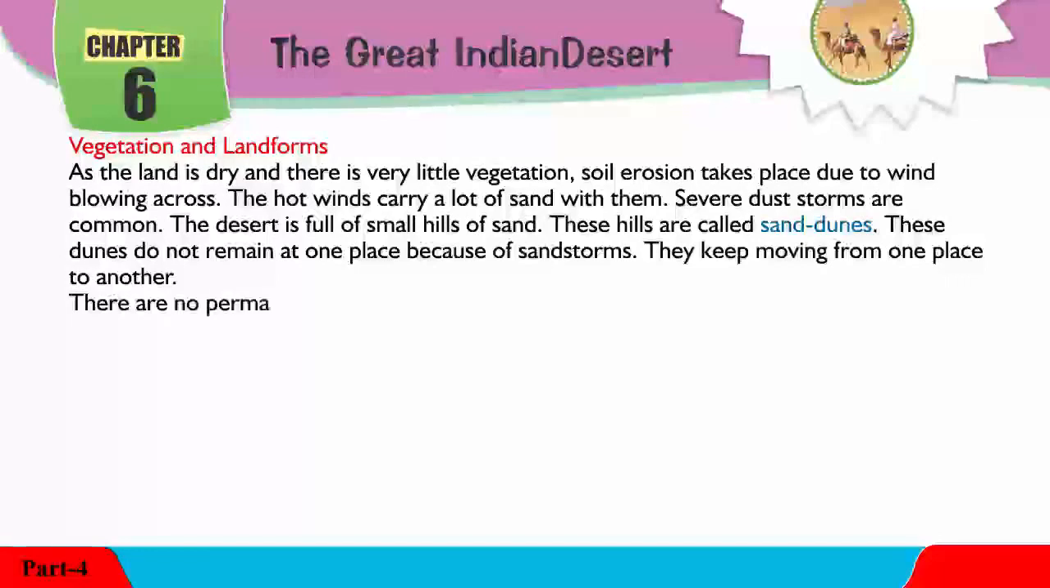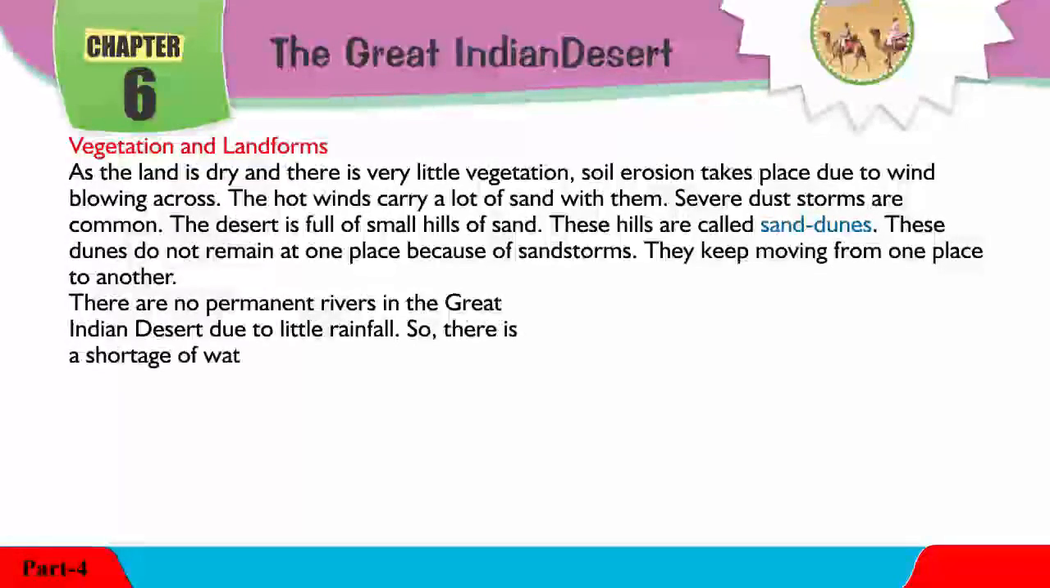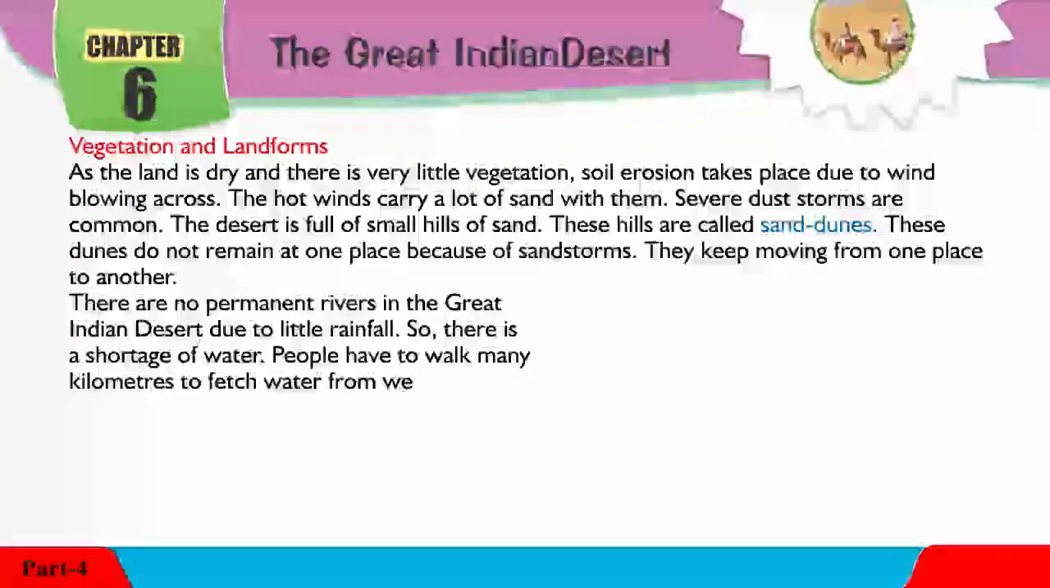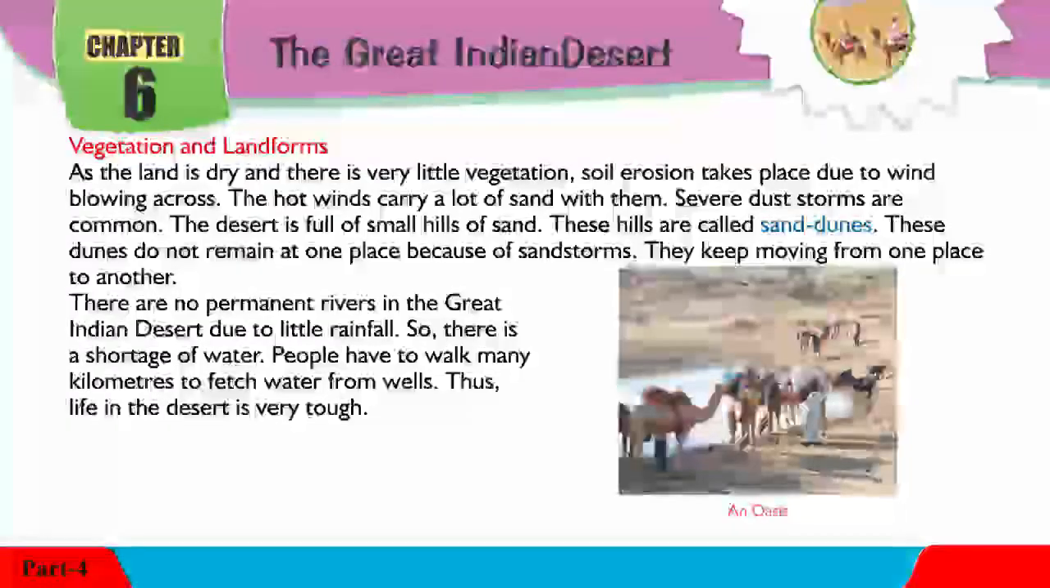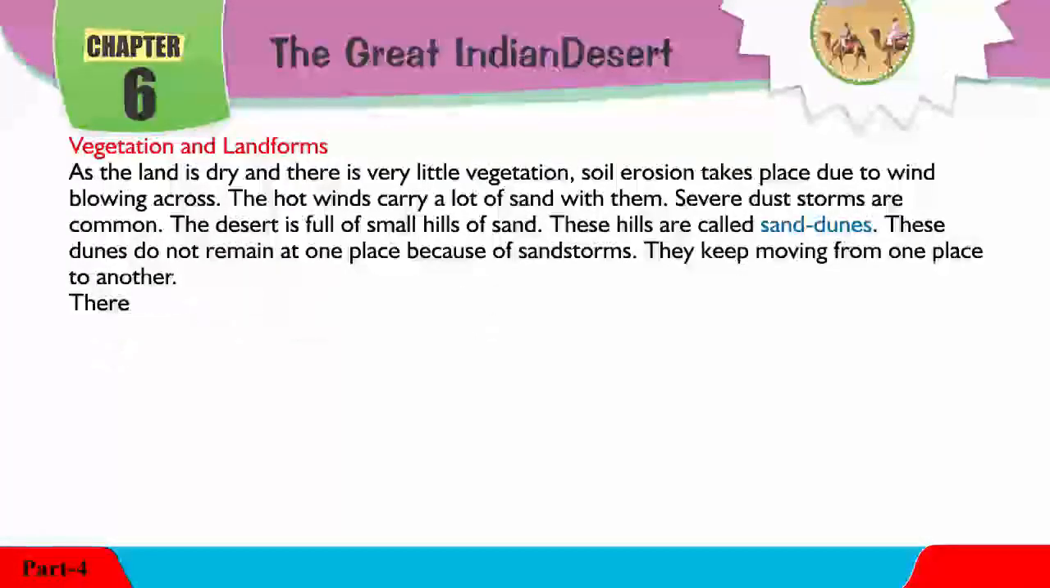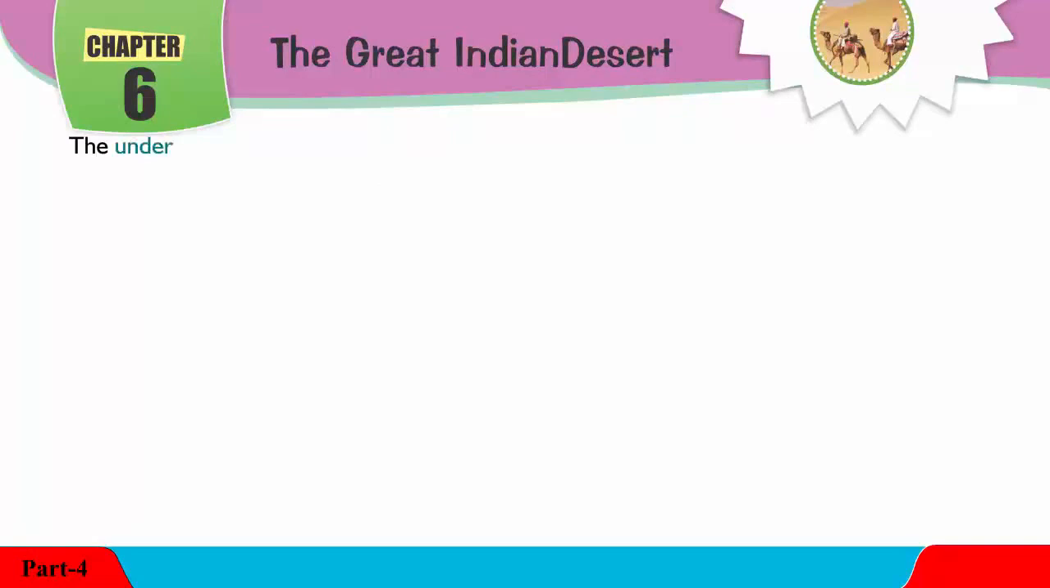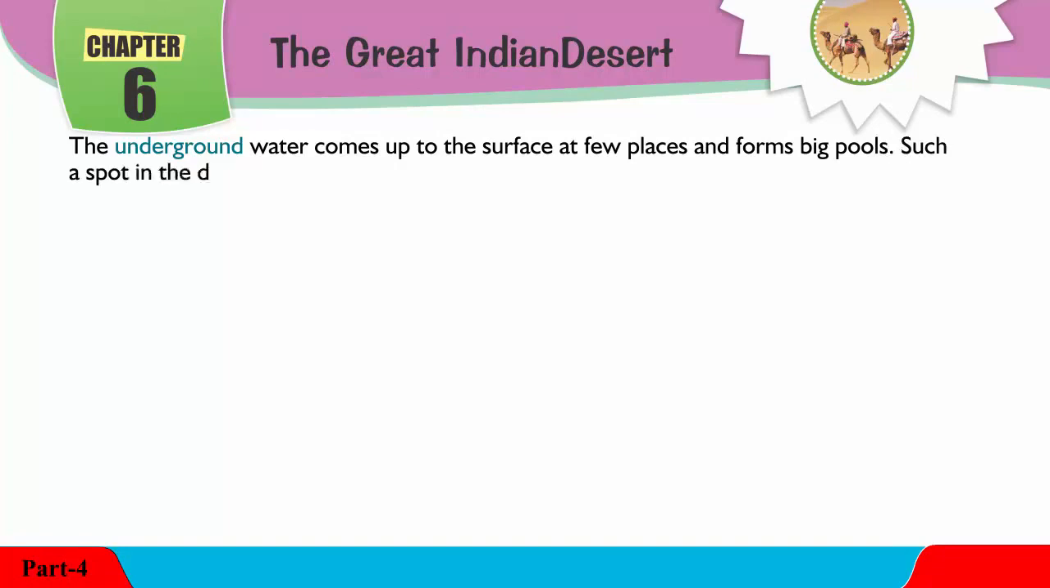An oasis. There are no permanent rivers in the Great Indian Desert due to little rainfall, so there is a shortage of water. People have to walk many kilometers to fetch water from wells. Thus, life in the desert is very tough. The underground water comes up to the surface at a few places and forms big pools. Such a spot in the desert is called an oasis.